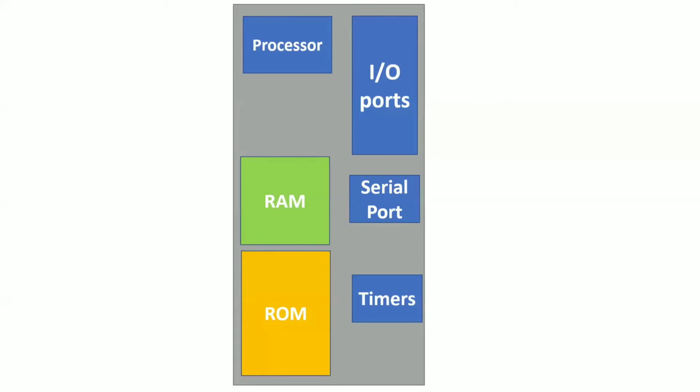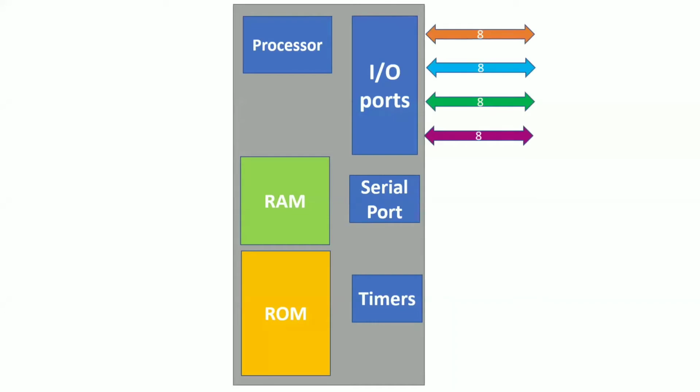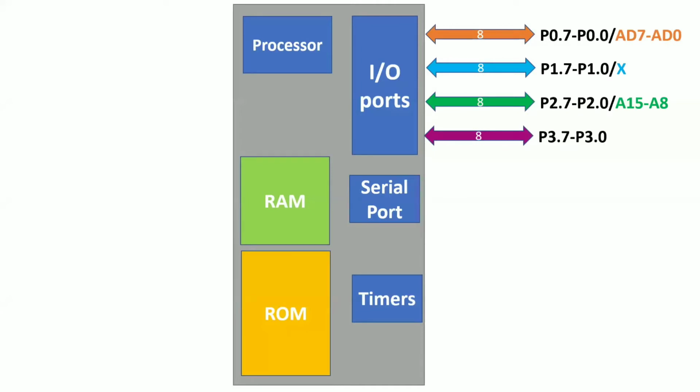So you know that the 8051 microcontroller consists of 4 IO ports. So what are the names of these 4 IO ports? Port 0, port 1, port 2, and port 3, right? And all these ports are bidirectional. What is meant by bidirectional? That means it can act as an input port or output port.